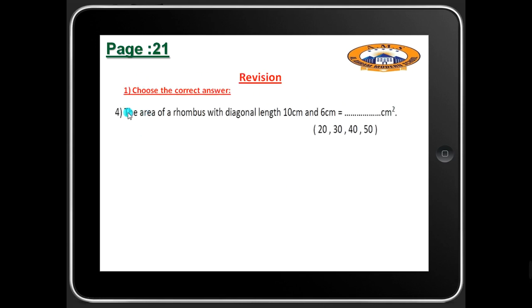What about exercise number 4? The area of the rhombus whose diagonals are 10 and 6. Here I have two lengths of the diagonals because they are not equal. So I will use half times d1 times d2. d1 is 10 centimeters, d2 is 6 centimeters. I'm going to multiply by 0.5, which is the decimal form of the half. So the answer is going to be 30.